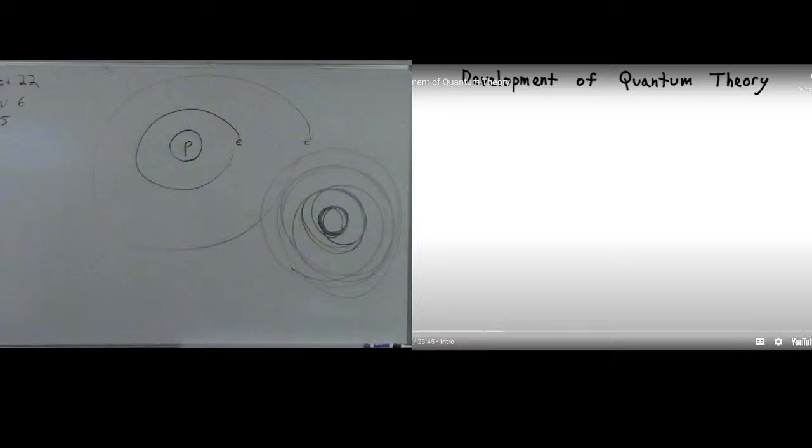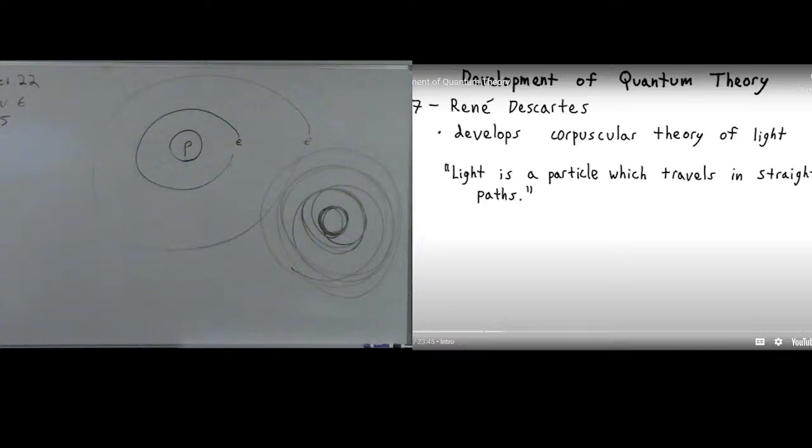Where it all starts is potentially with a man named René Descartes, who's a French polymath who does geometry and physics and philosophy and all sorts of things. And he developed a corpuscular theory of light. A corpuscle is a particle. So he's saying that light is a particle which travels in straight paths unless something causes it to be perturbed from that path. So it's like a billiard ball. It can bounce off of surfaces, but otherwise it's always traveling in a straight line.